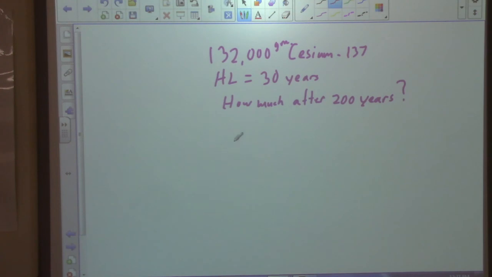I put A equals 132,000 times 1/2 to the power of T over 30.